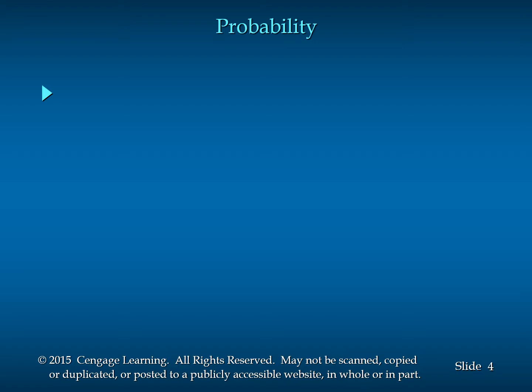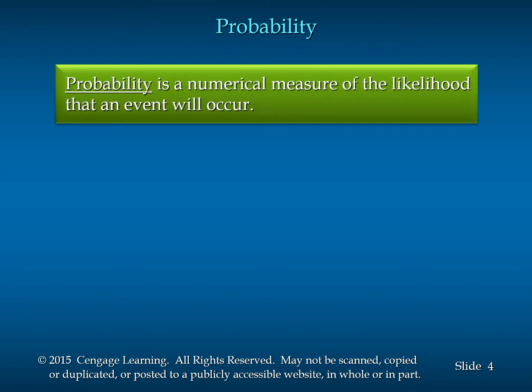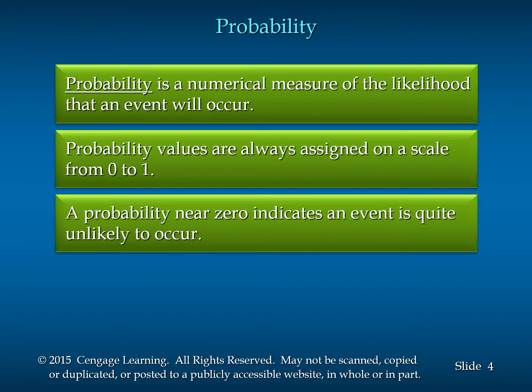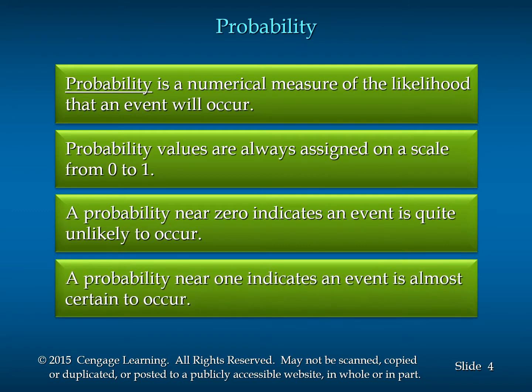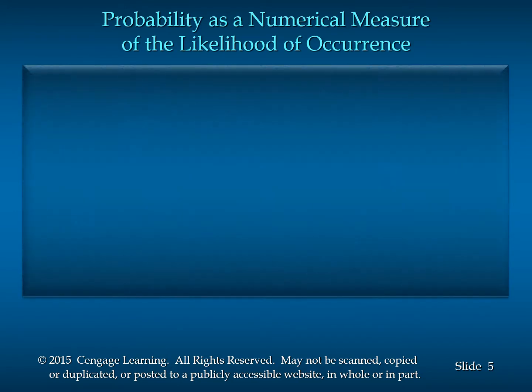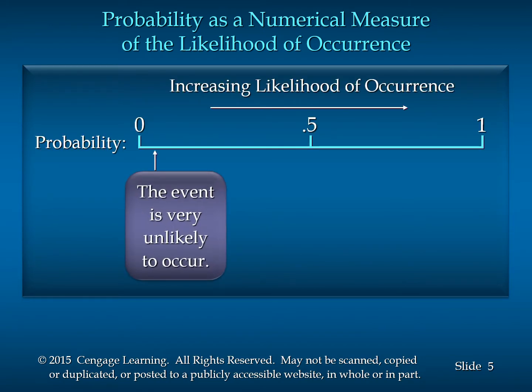There are a few simple rules in assigning probabilities. Unlikely events have probability near 0. Highly likely events will have probability near 1. This is described simply in this diagram.